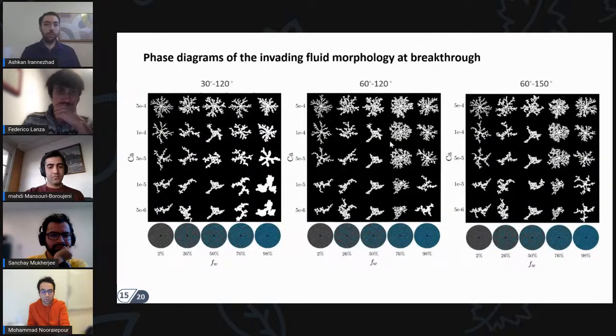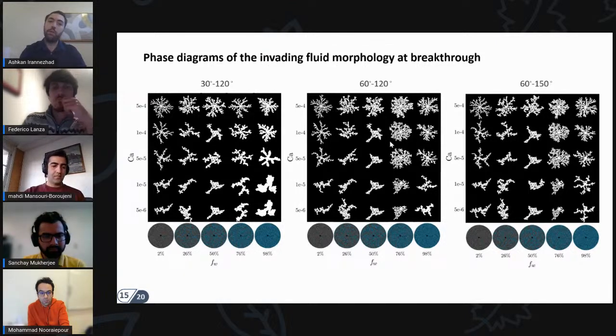So here is the phase diagram of the invading fluid morphology at breakthrough. Each of these diagrams belongs to a specific contact angle pair. From left to right, the contact angle pairs are 30 and 120 degrees, 60 and 120 degrees, and 60 and 150 degrees.